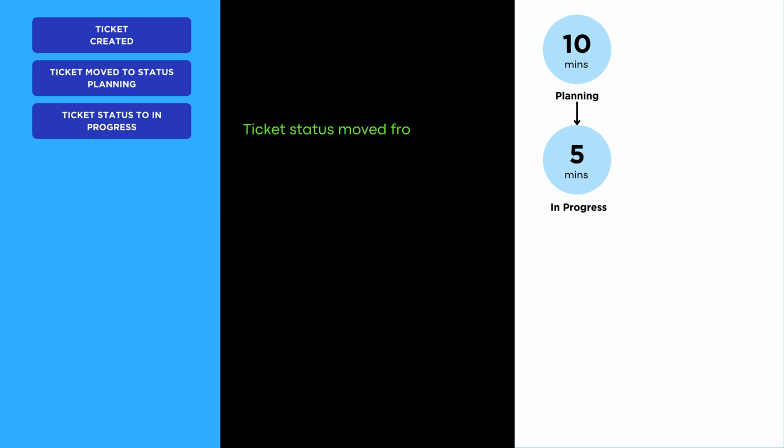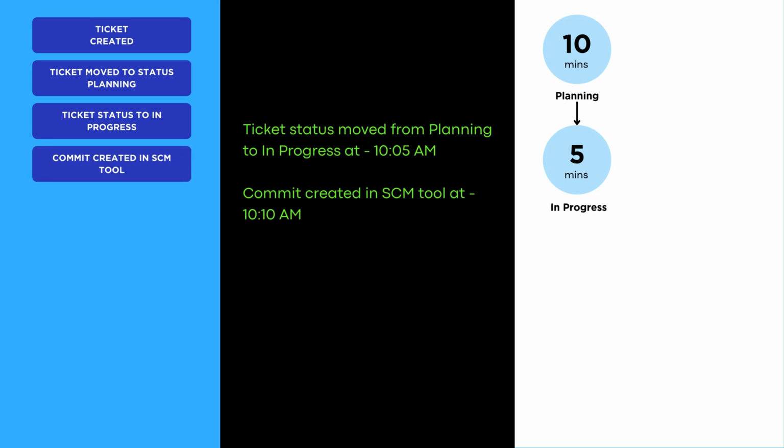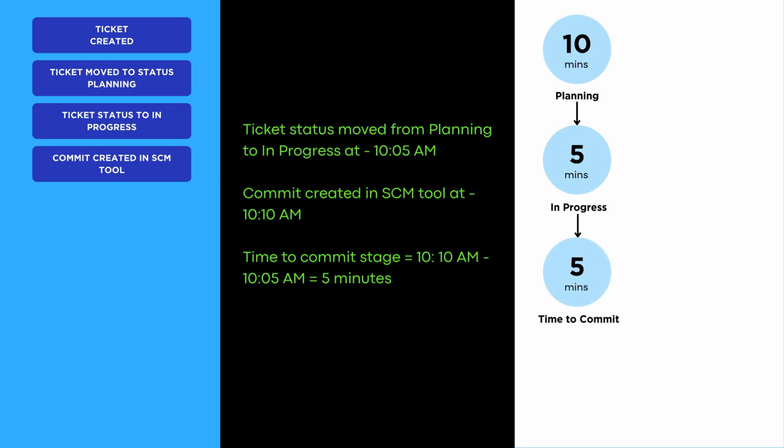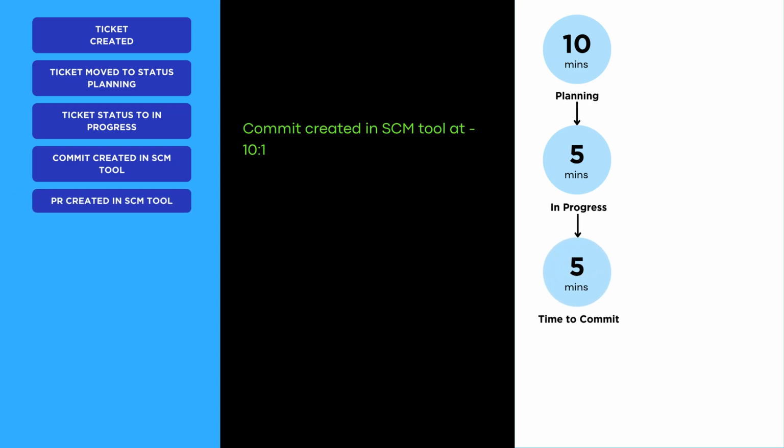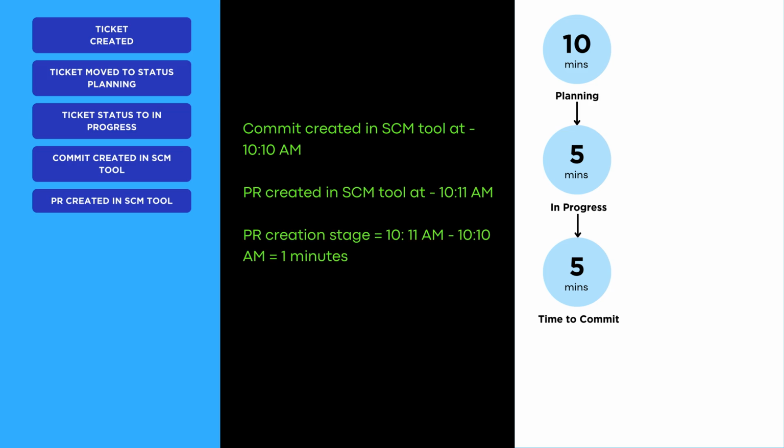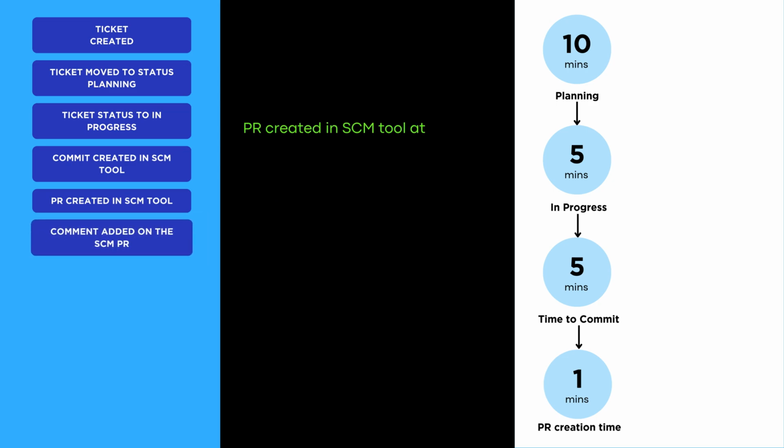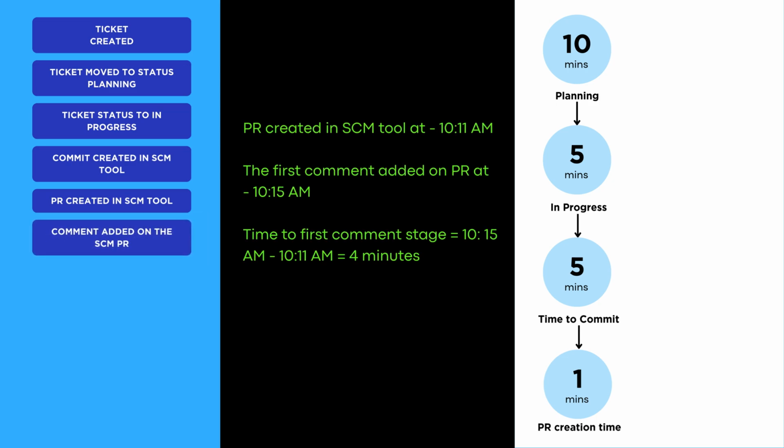In this example, the commit is created at 10:10 a.m. The lead time for the commit becomes the time it took to create the commit since the Jira ticket was transitioned into the in-progress status, which in this case was at 10:05 a.m. Thus, the lead time to first commit becomes 5 minutes. Similarly, the PR with this commit was created at 10:11 a.m., so the lead time for the PR creation time stage becomes 1 minute. Once the PR is created, the first comment on the PR was added at 10:15 a.m.